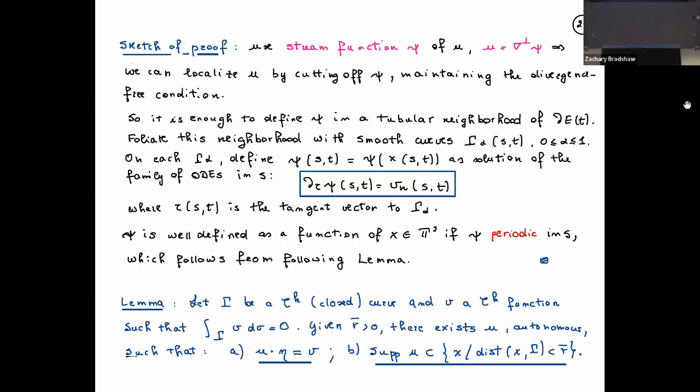So the stream function, I will denote it by psi, is given, since U is divergence free, by the rotated gradient of the stream function. And the advantage of using the stream function is that if you cut off a divergence free vector field in general, it will not be divergence free. But if you cut off the stream function, then the associated vector field is still divergence free. So I will be able to localize U by cutting off the stream function, maintaining the divergence.